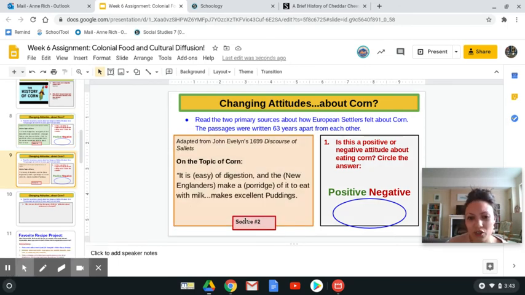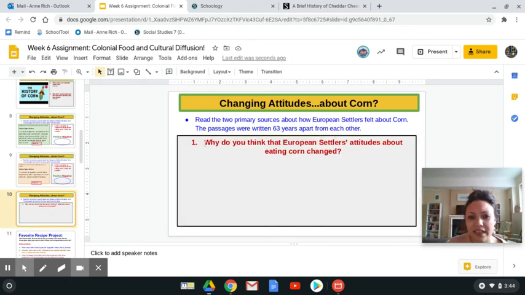On this source, which is source number 2, this is from John Evelyn, and he wrote this about corn in 1699, which is 63 years later. "It is of easy digestion, and the New Englanders make a porridge of it to eat with milk. Makes excellent puddings." Is this a negative or positive attitude about eating corn? Use this circle to choose positive or negative.